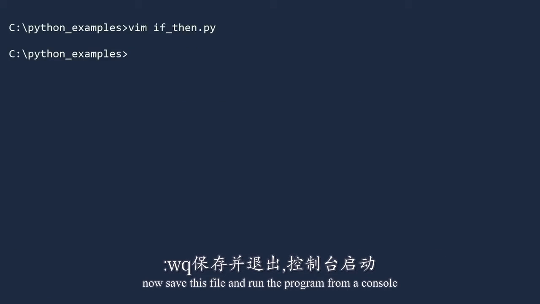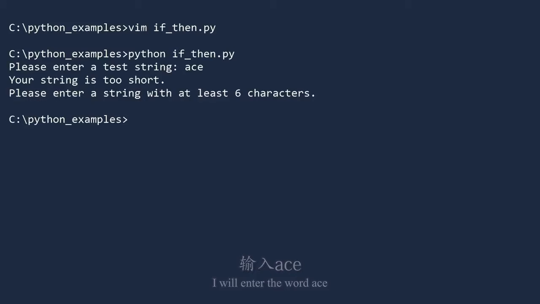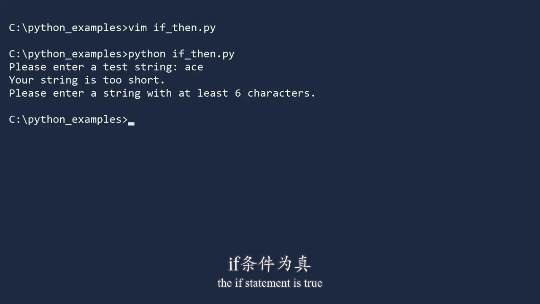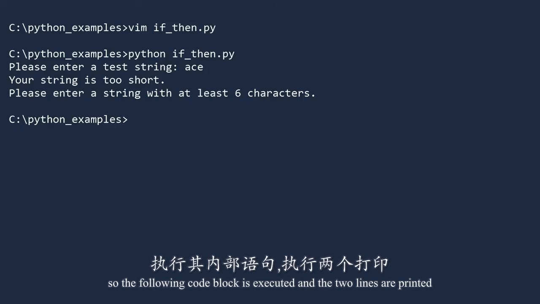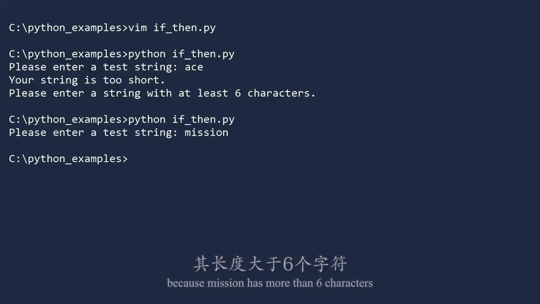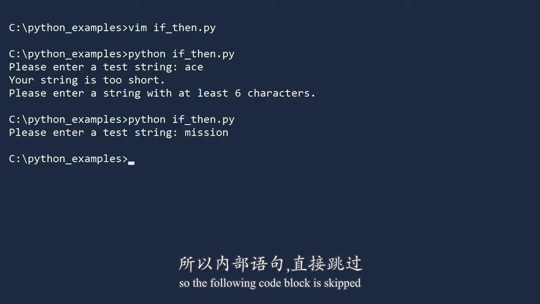Now save this file and run the program from a console. I will enter the word ace. Because this word has fewer than 6 characters, the if statement is true. The length is less than 6. So the following code block is executed and the 2 lines are printed. Run the program again and enter a longer string, like mission. Because mission has more than 6 characters, the if statement is false, so the following code block is skipped.